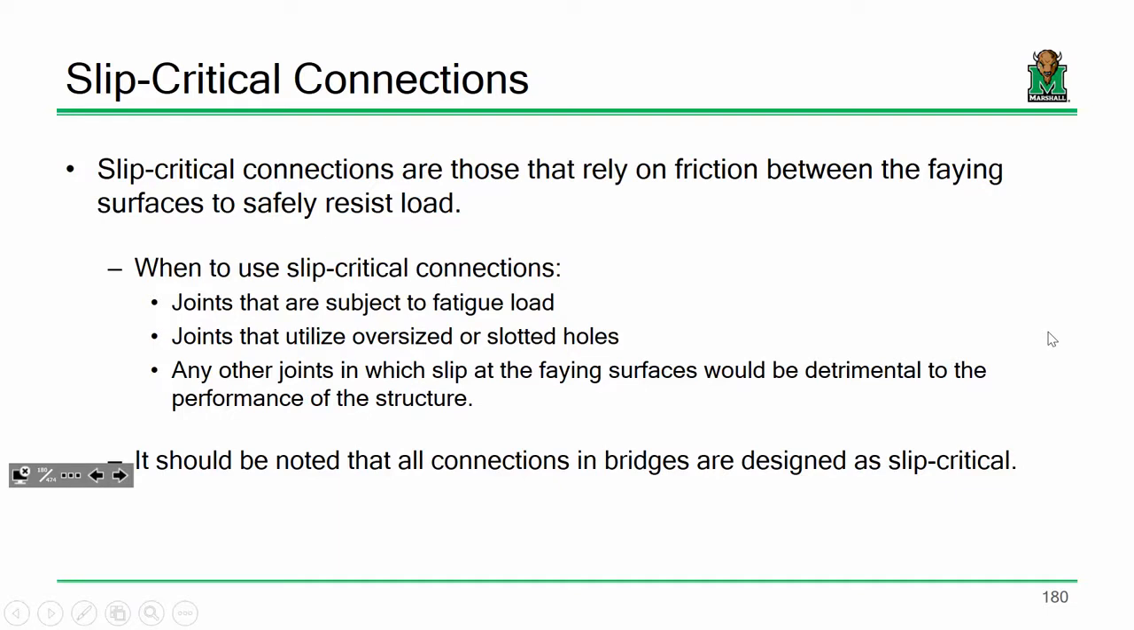Now a slip critical connection is a little different. Slip critical connections rely on the friction that develops between what we call faying surfaces to safely resist load. Faying surfaces are the surfaces where 2 plates come into contact.